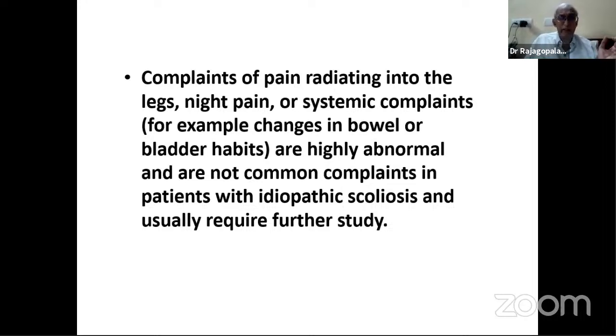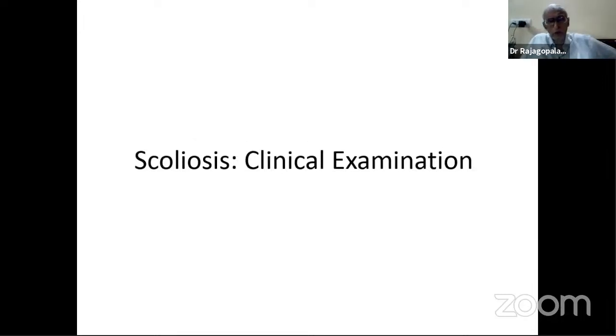But if the patient has a deformity and is having radiating pain to the limbs, night pain, or systemic complaints like bowel and bladder problems, you must think that this is probably not a mechanical problem. There is something else. So your history and examination have to be kept in mind. These are not from the exam point of view alone. This is important from your practical point of view too. In the history, nobody is going to fail you because you did not mention one or two points. But it is important for your diagnosis, because since you didn't ask, I won't tell you that.